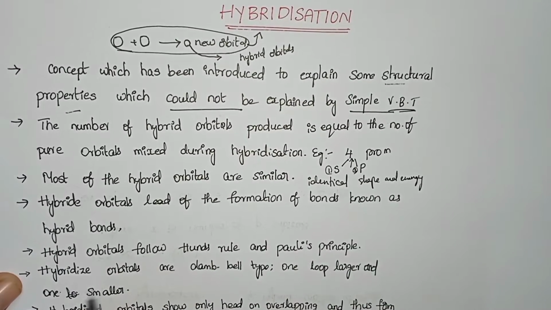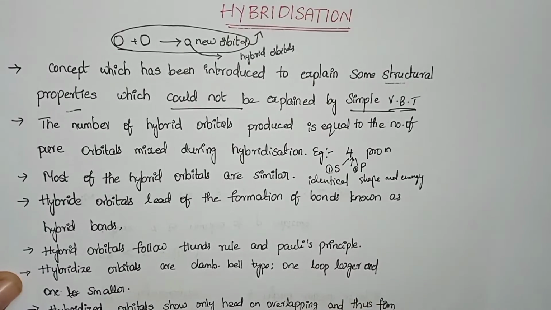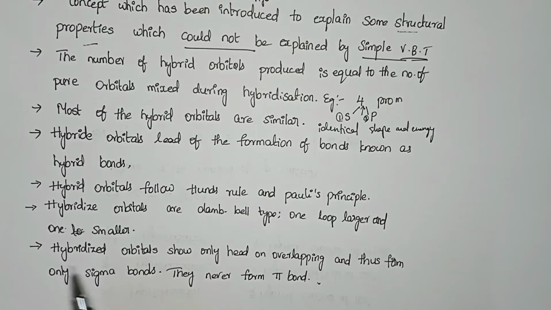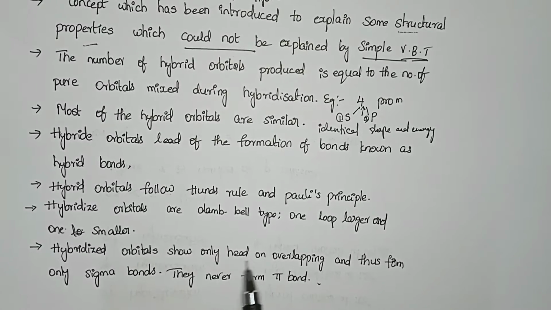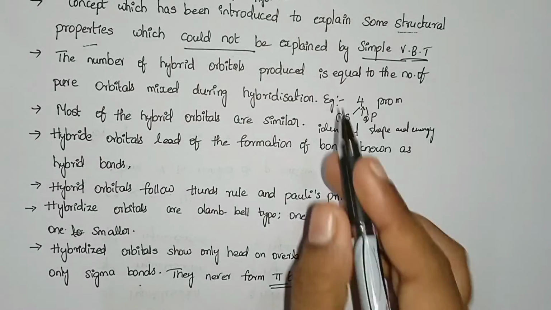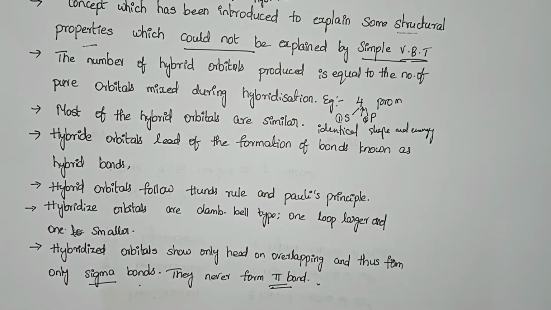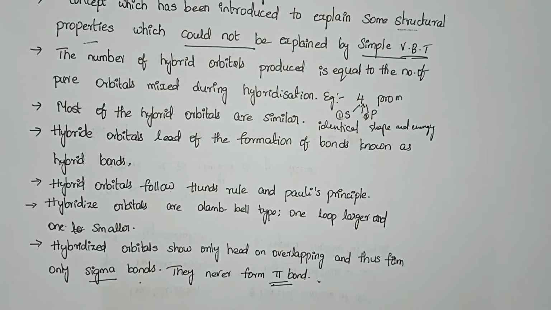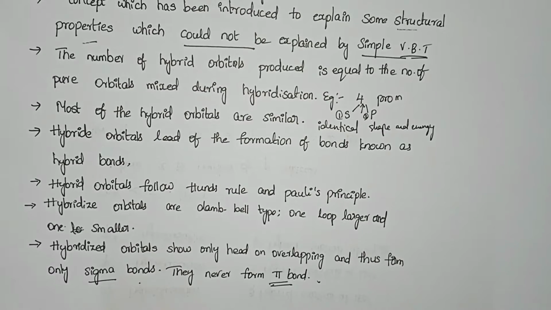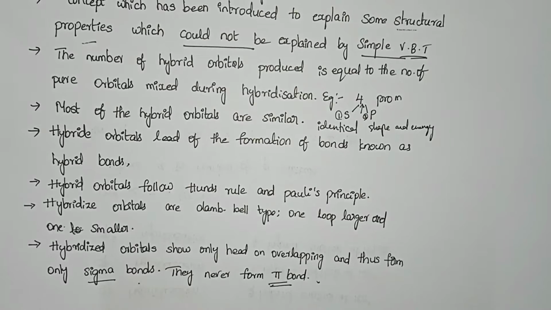Next point, hybrid orbitals are dumbbell type, one lobe large and one lobe small. Hybridized orbitals show only head-on overlapping and thus form only sigma bonds. They never form pi bonds. The hybrid orbitals are distributed in space as far apart as possible. So different types of hybridization lead to different orientations.